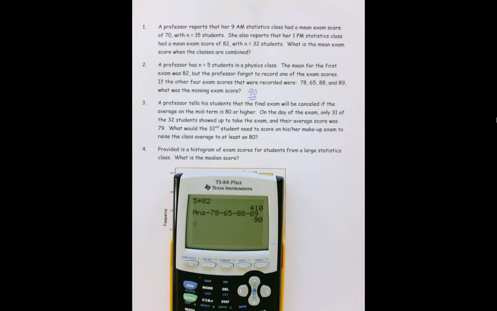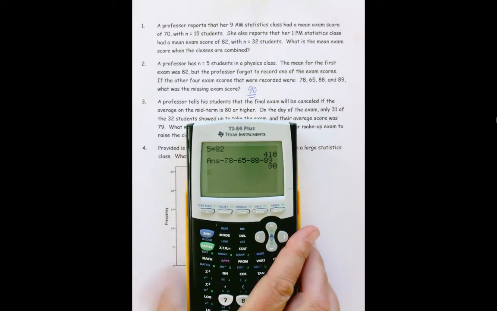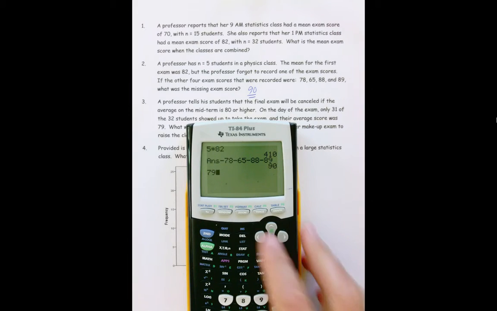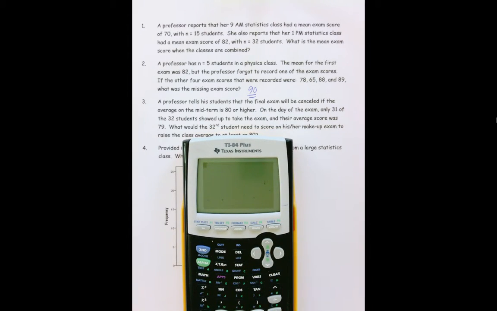All right, gang, number 3. A professor tells his students that the final exam will be canceled if the average on the midterm is 80 or higher. On the day of the exam, only 31 of the 32 students showed up to take the exam, and their average was 79. So, gang, for the 31 students who had an average of 79, the sum of their scores was 2449.